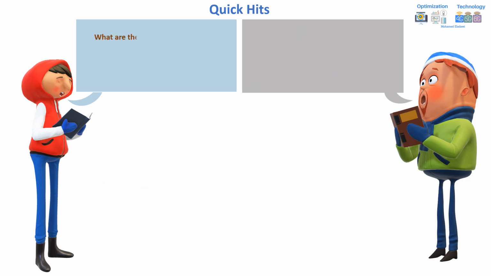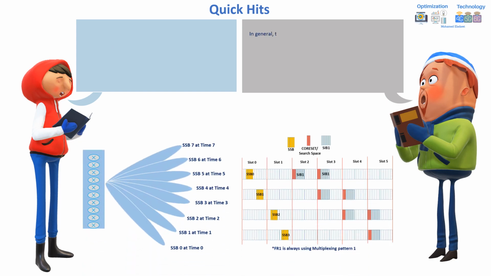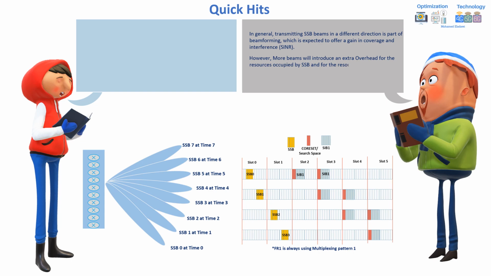What are the main advantages and disadvantages of SSB beam sweeping? In general, transmitting SSB beams in different directions is part of beamforming, which is expected to offer a gain in coverage and interference, SINR. However, more beams will introduce extra overhead for the resources occupied by SSB and for the resources occupied by CORESET and SIB1, as each SSB beam will be associated with SIB1.